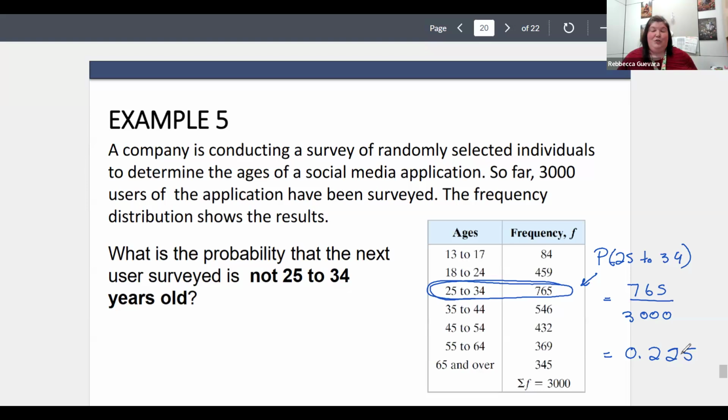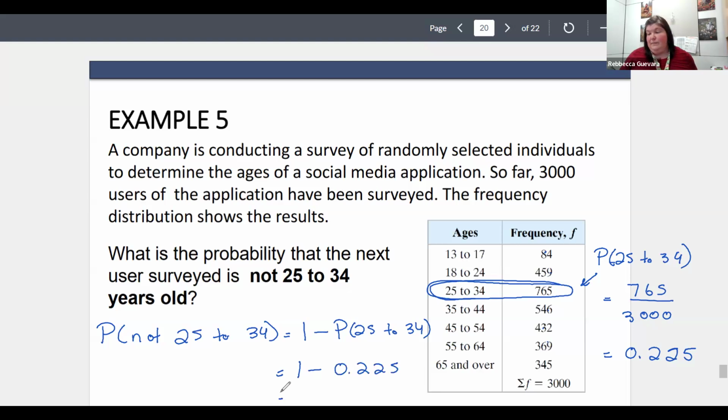So if I want those not in that age group, I could go through and add everybody who's not 25 to 34, or I could just remove them from the total group. So not 25 to 34 just means I have to take 1 and remove the probability that they're from 25 to 34. That probability is 0.225, which is going to leave me with 0.775. So 77.5% of this population is not between the ages of 25 and 34.